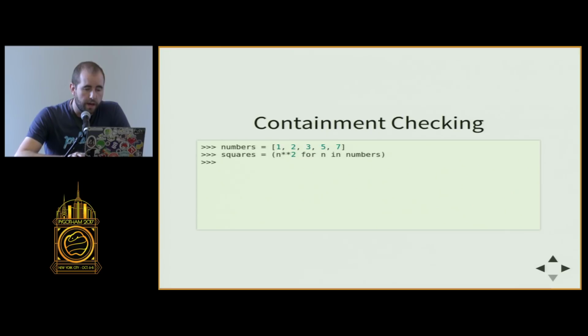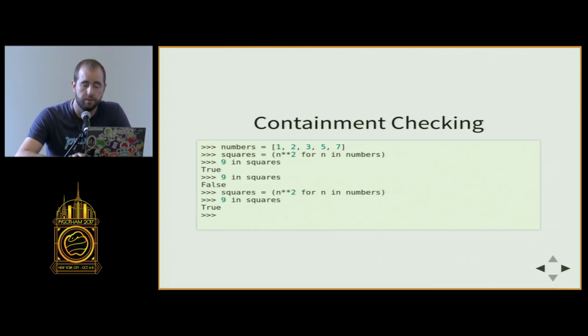If we ask whether 9 is in this generator, we will get True. If we ask the same question again, we get False. The reason this happens is that Python has to loop over this generator in order to discover whether 9 is in it. There's no other way for it to tell whether 9 is in it without partially consuming it. So 9 is in this generator. At this point, if we then convert it to a list, the last 2 items in it are 25 and 49, because we've consumed 1, 4, and 9 up to this point.